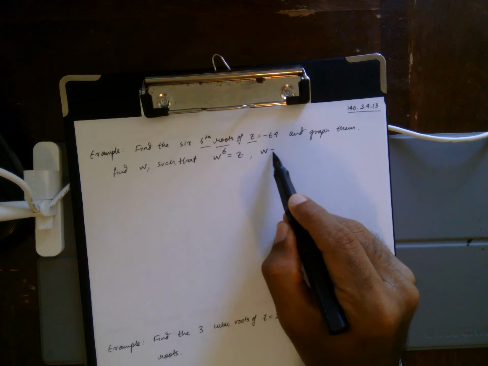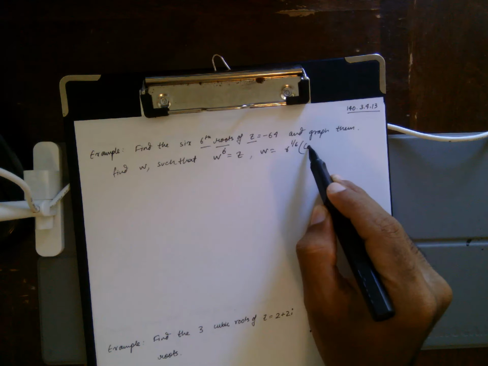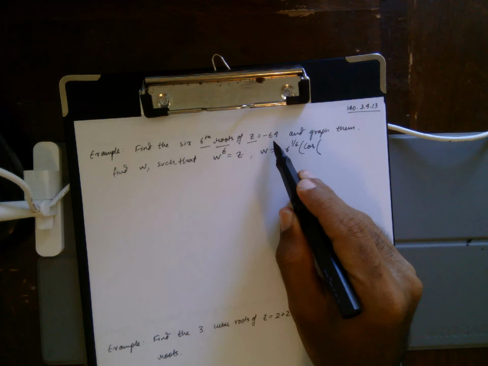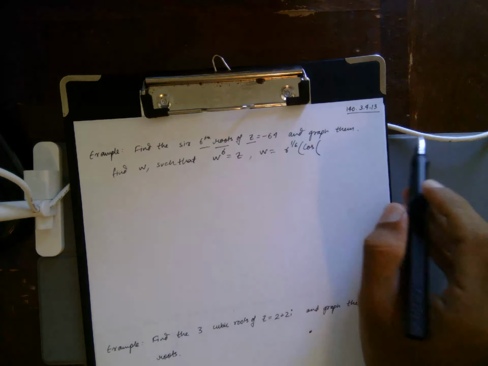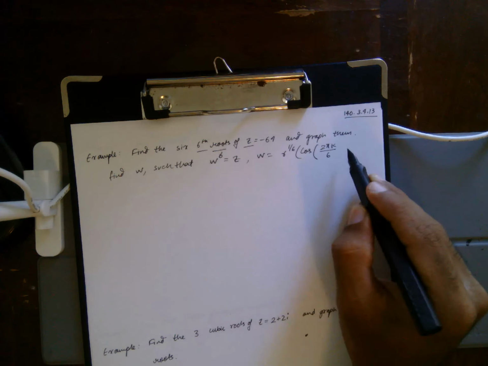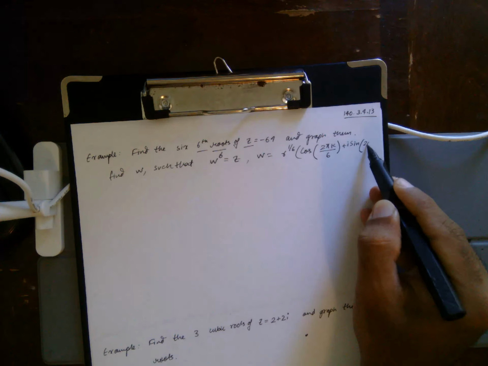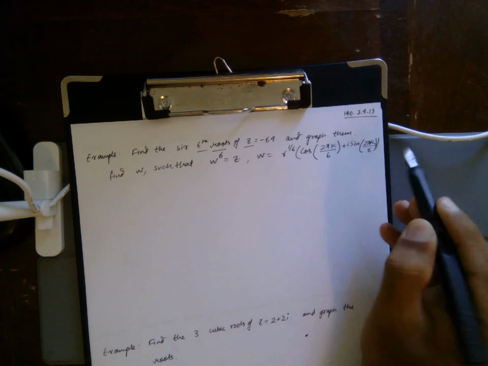So w is going to be r to the 1 over 6 cosine. This is a real number, right? Which means, what is the angle? For real numbers, it's on the x-axis, so it's always 0. 2 pi k over n, which is 6, plus i sine 2 pi k over 6.